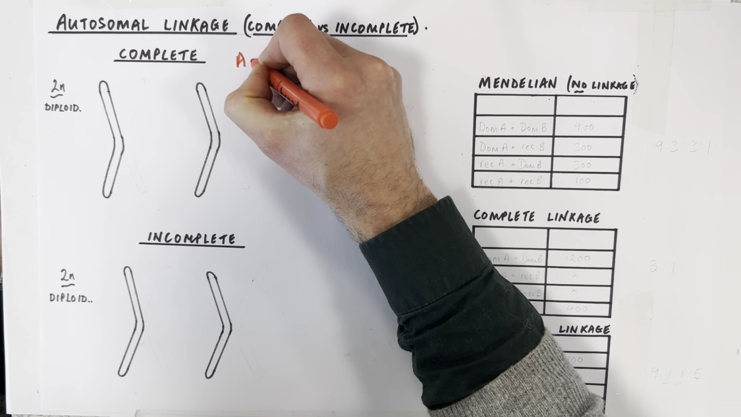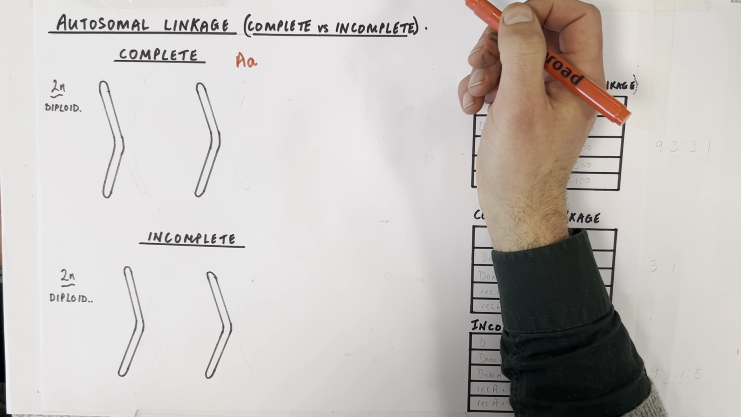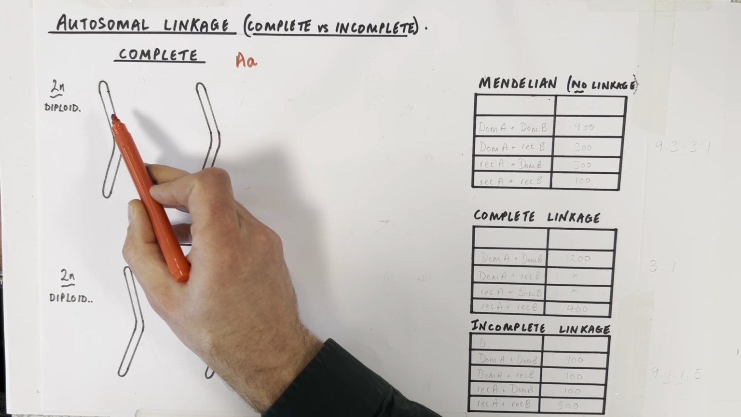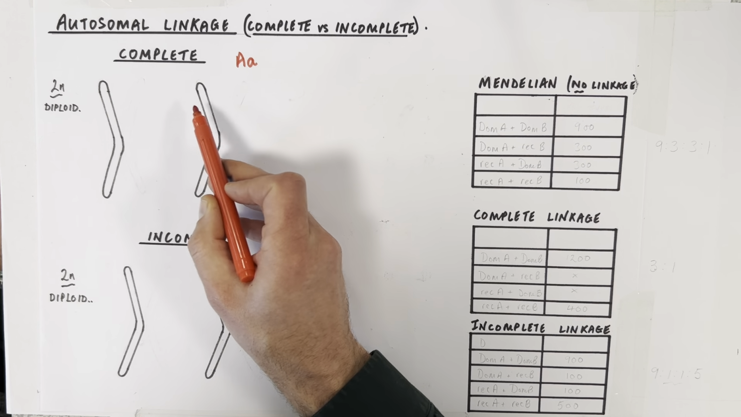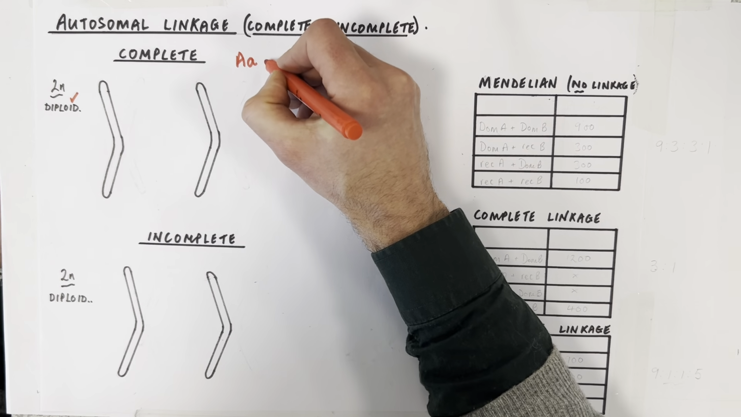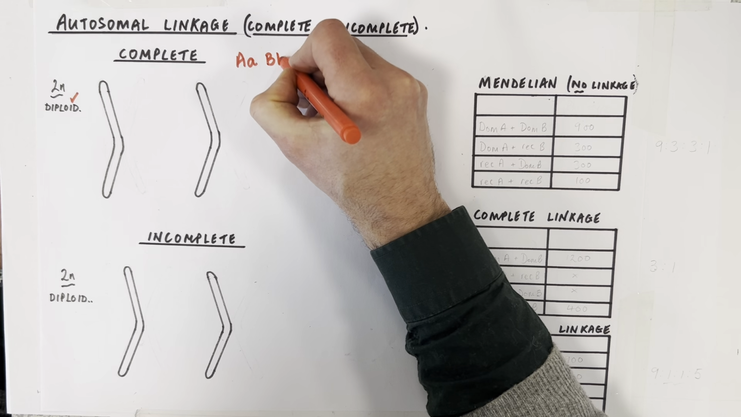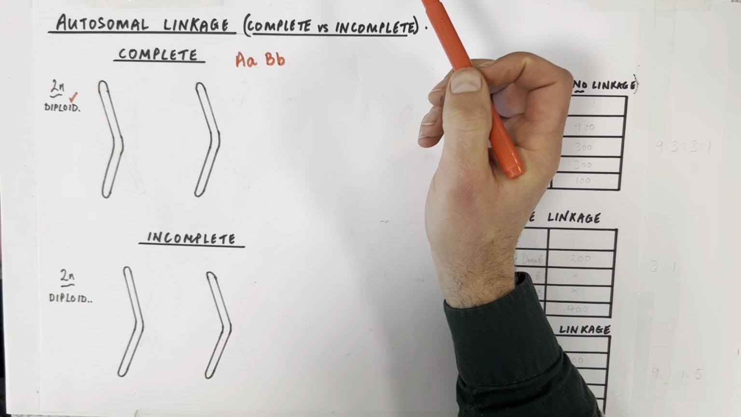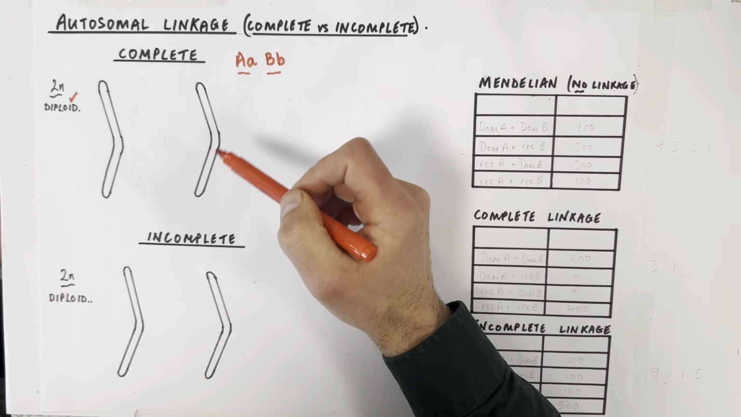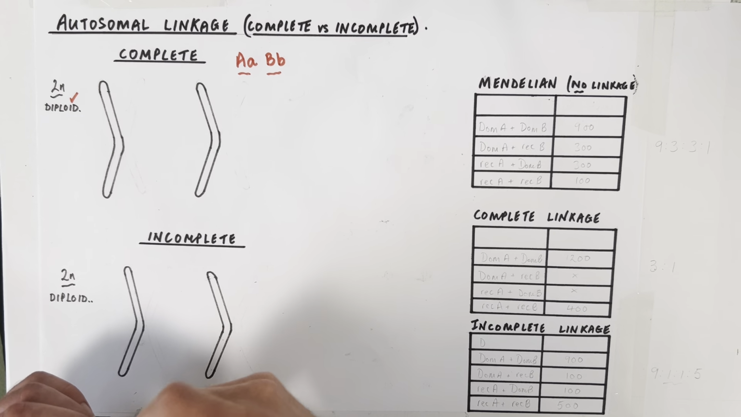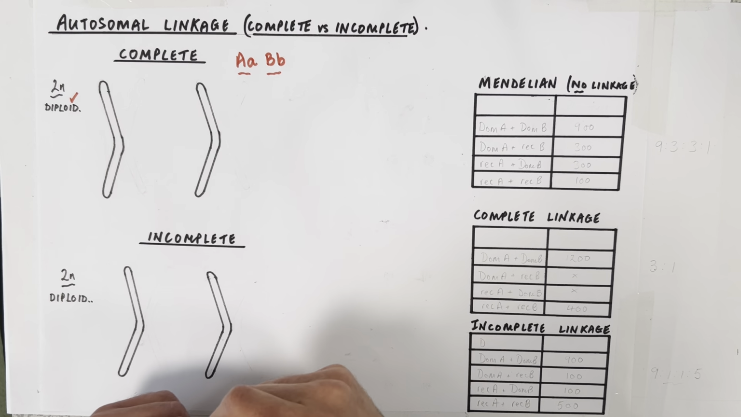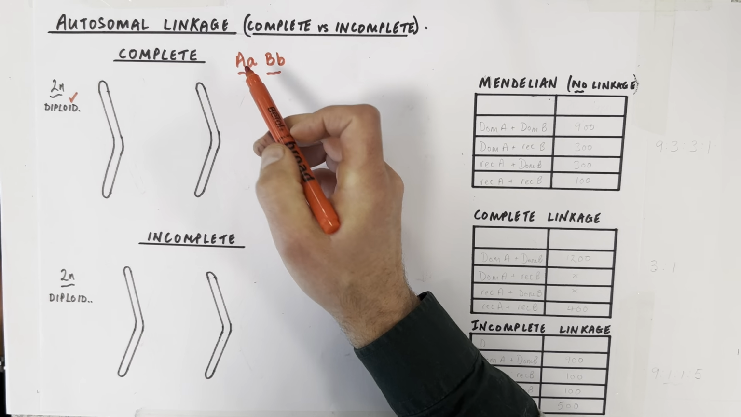So I'm going to go heterozygous for gene A, and the locus for gene A is going to be on this chromosome here, of which there's two copies because it's a diploid organism. And the second gene in our dihybrid is going to be gene B, and that's going to be a different locus to gene A, but it's going to be on the same chromosome. And they're heterozygous for both genes. So one dominant allele and one recessive allele for each gene.